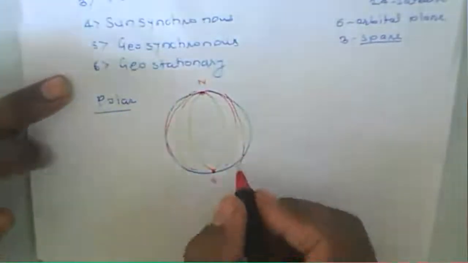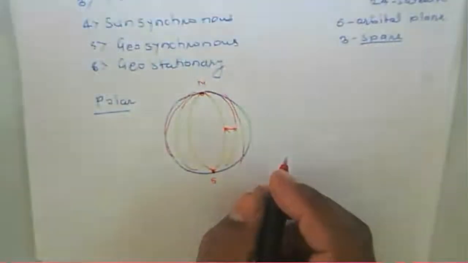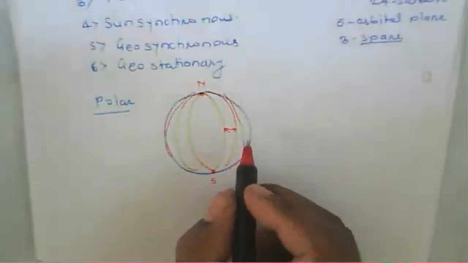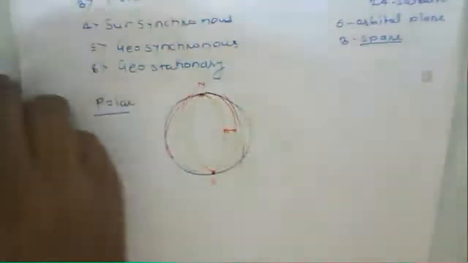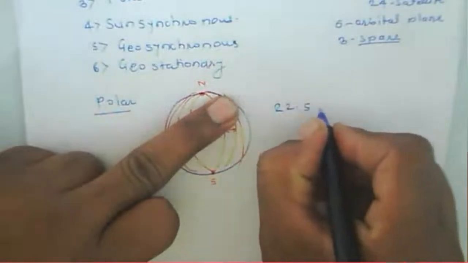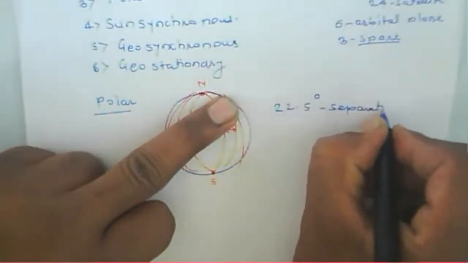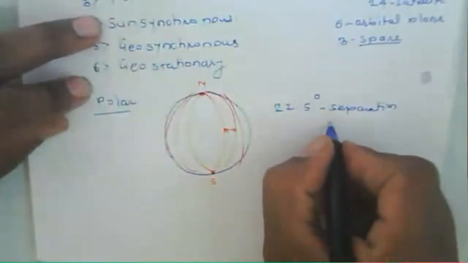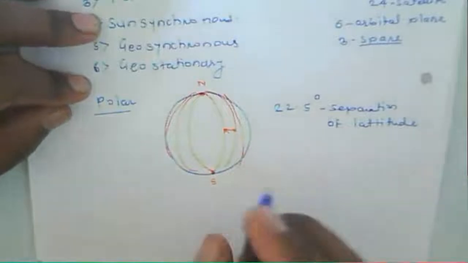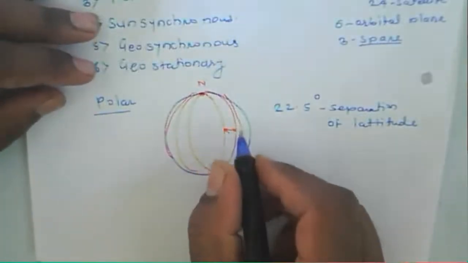That orbit looks like a polar orbit, and each and every orbit is separated by a 22.5 degree separation. We can say that 22.5 degree is the separation of latitude between these two orbits.